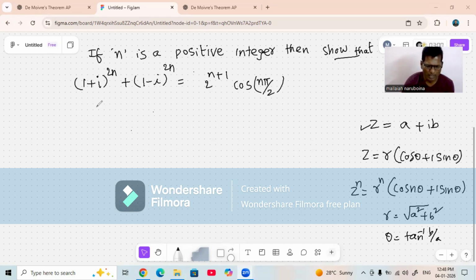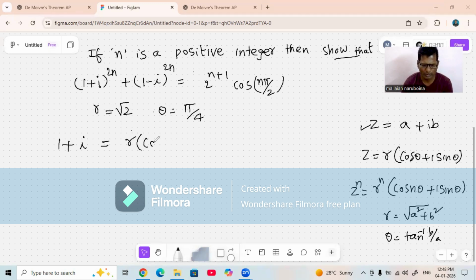Now we know r is equal to root 2 and theta is equal to pi by 4. So first we have to find the r value and theta value. r is magnitude and theta is argument or amplitude. Now for this complex number 1 plus i, we are writing the polar form. Polar form is what?